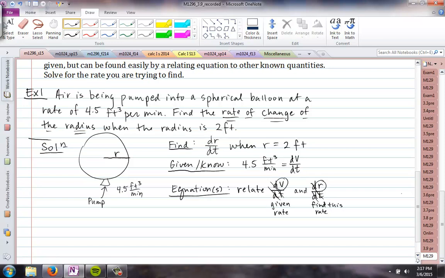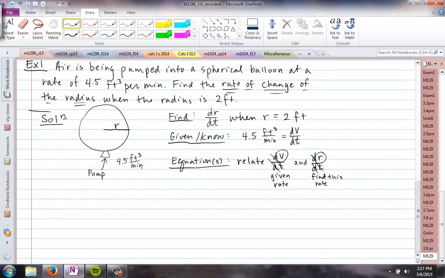So the equation we want has V and R in it. And so think of an equation that relates V and R that has to do with a spherical balloon, and you may arrive at the volume of a sphere. So that equation is V is equal to 4/3 pi r cubed, and note that it relates V and R.